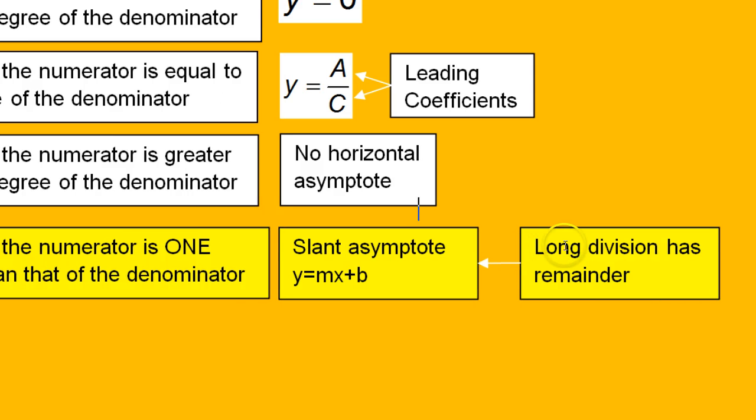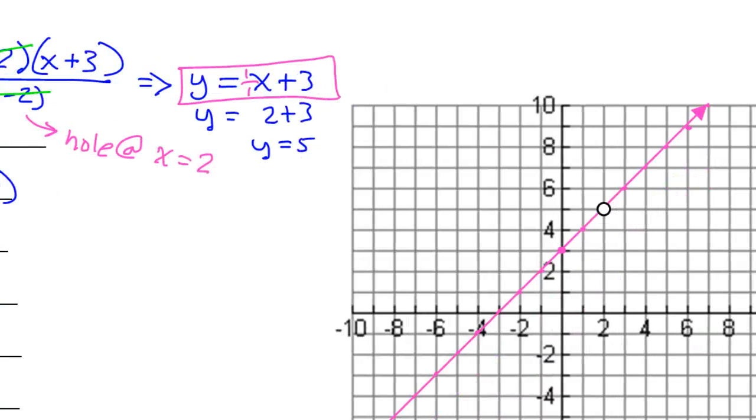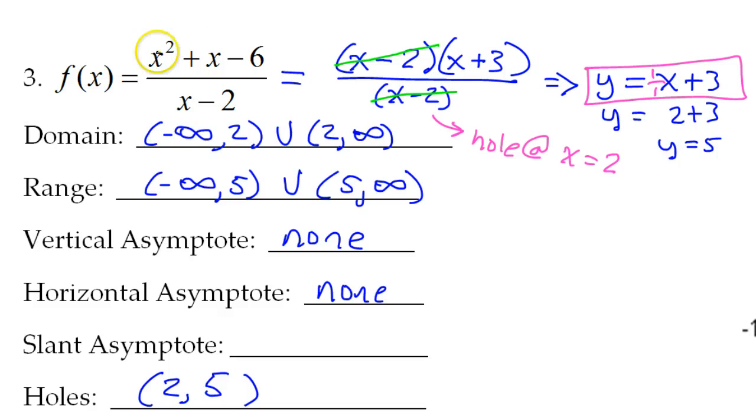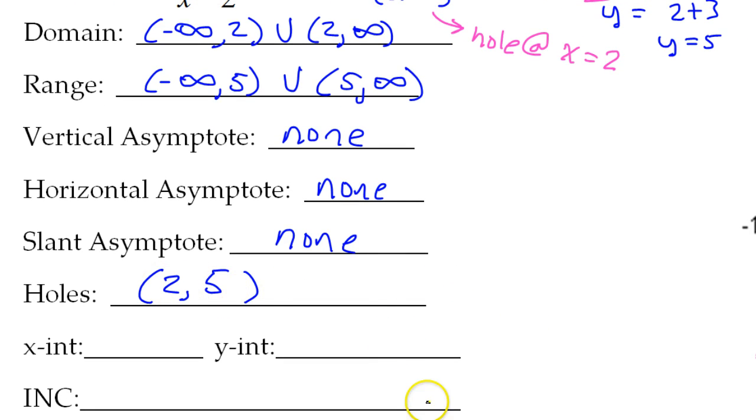But if you were to accidentally do the long division, you would see that there was no remainder. There has to be a remainder. In other words, you just have to make sure that it doesn't cancel out. If it cancels out, all bets are off. There's no asymptote when all you have is a straight line. A straight line does not have an asymptote. So slant asymptote, none. There is no slant asymptote. It's just a line. We had a hole at (2, 5).